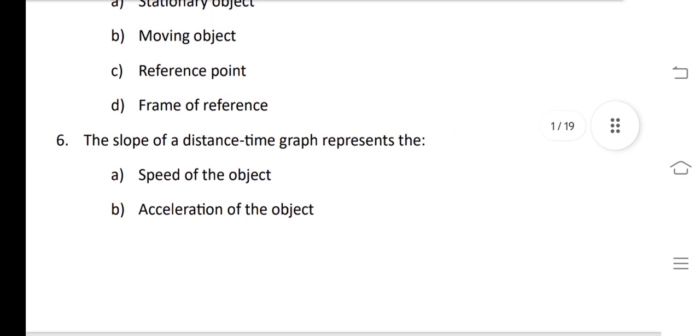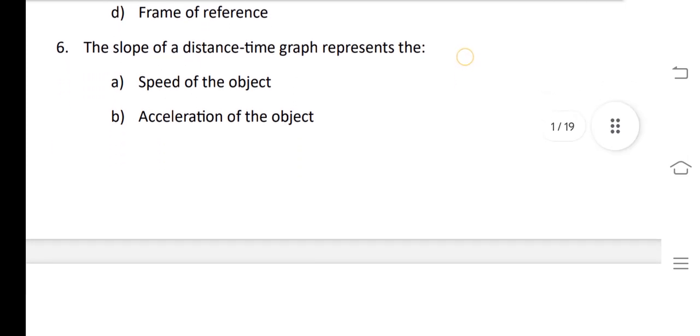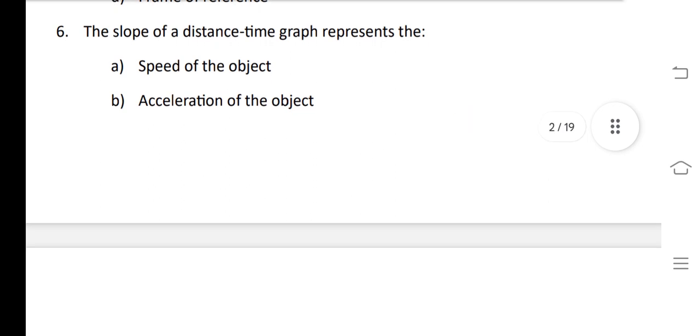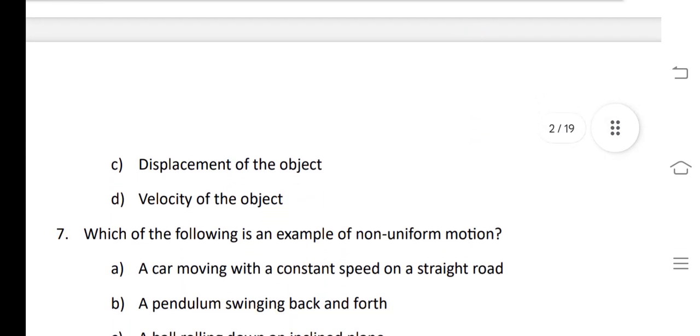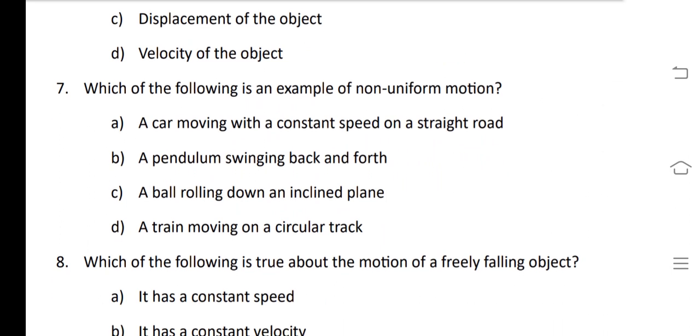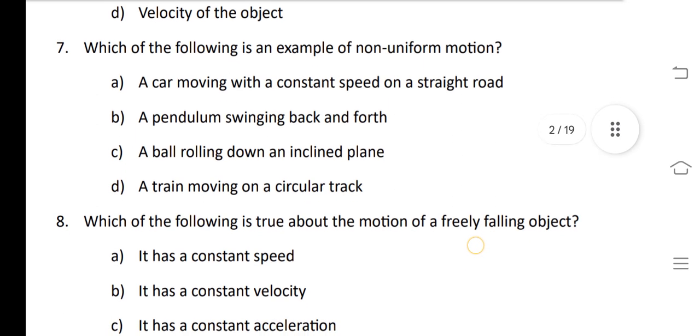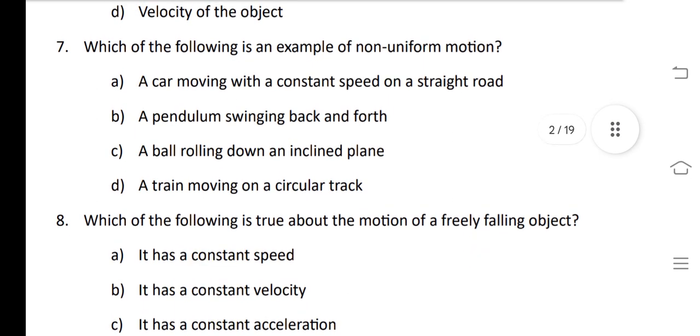Our next question is, the slope of distance time graph will represent the speed of the object. Our next question is, which of the following is an example of non-uniform motion? Circular motion is always a non-uniform motion because at each point of its path, displacement changes, which results in the non-uniform motion of the object. So correct answer will be option number D.